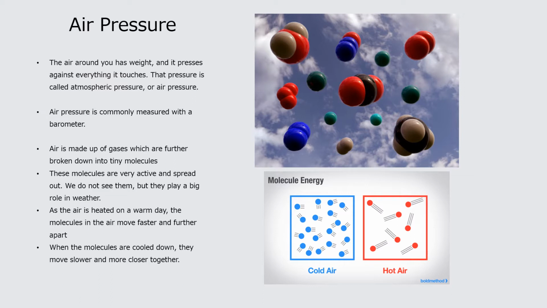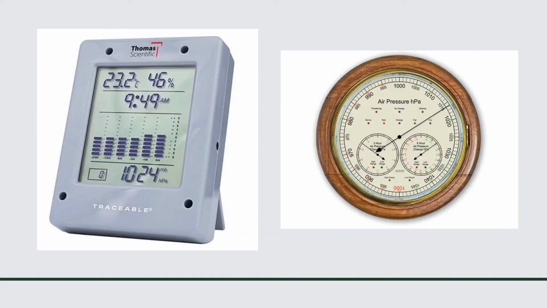As the air is heated on a warm day, the molecules in the air move faster and further apart. When the molecules are cooled down, they move slower and closer together. These are two different types of barometers that measure air pressure.